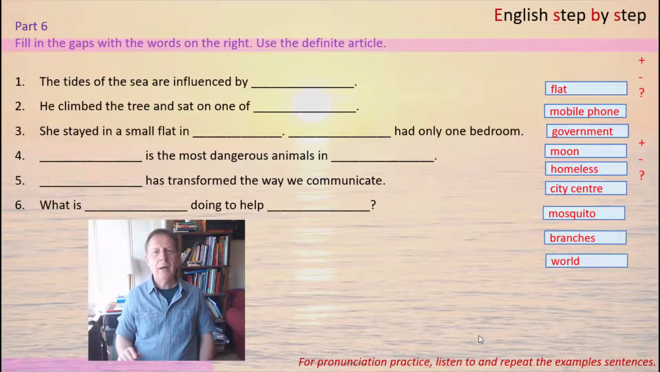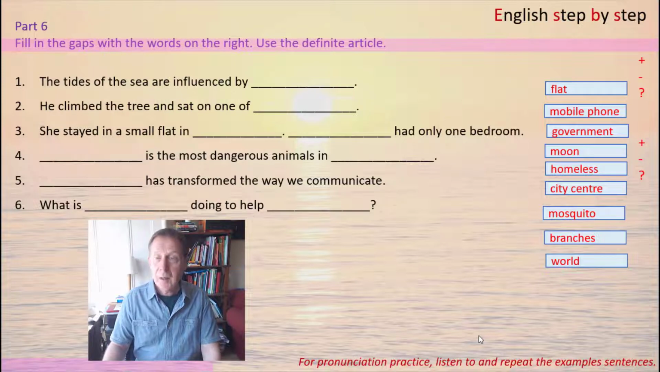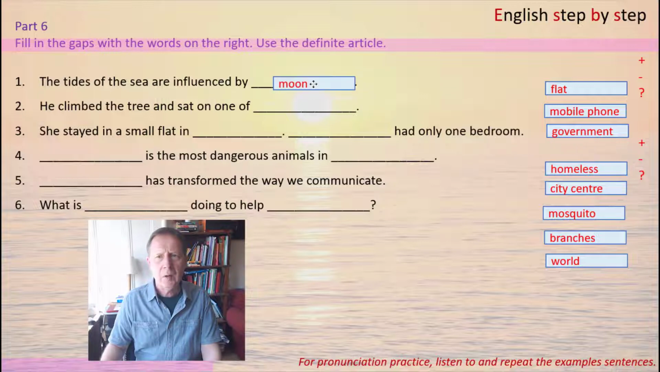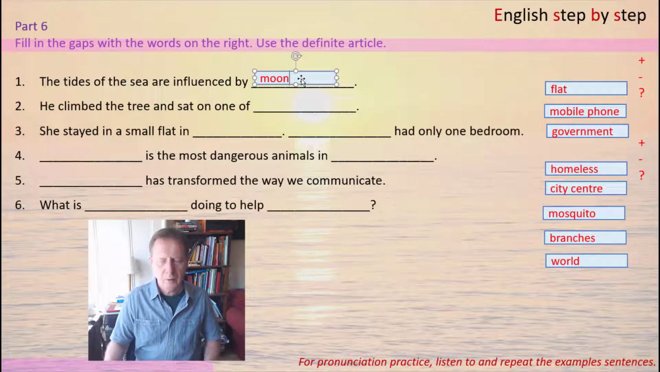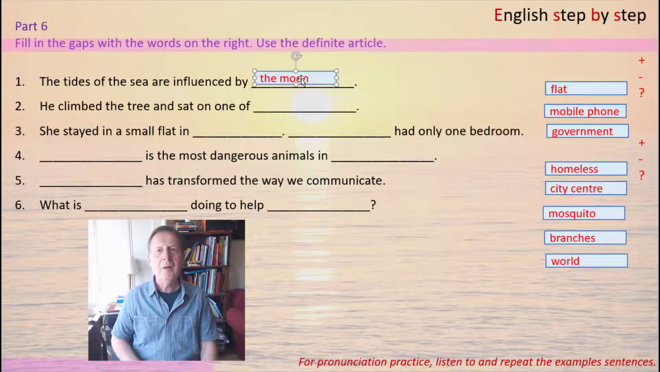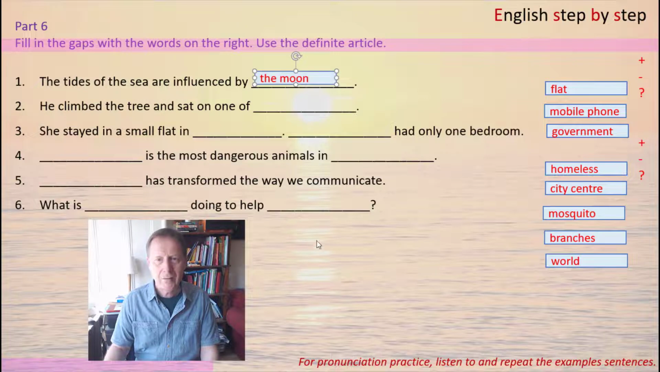So let's go through the answers to this practice exercise. Number 1. The tides of the sea are influenced by, well, in this case we're talking about moon, and then we have to put in the definite article. Why? Because the moon in this context is a unique thing.